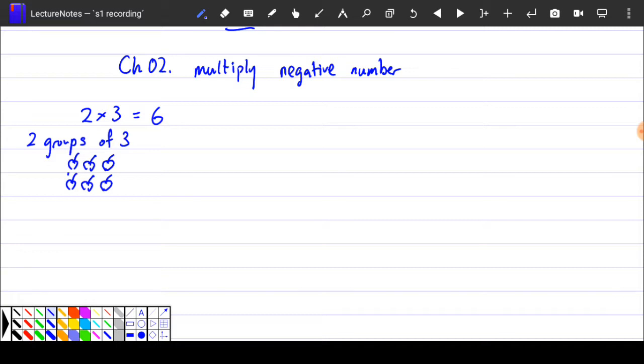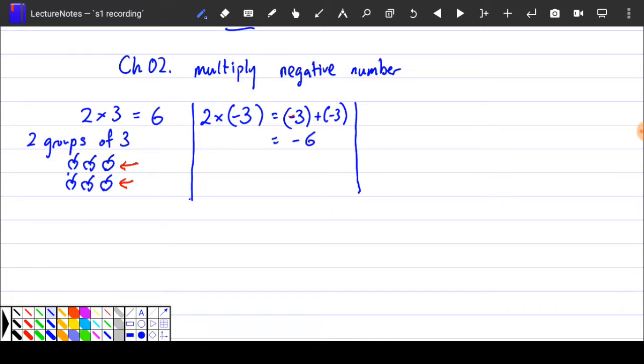So now what about 2 times negative 3? It can be understood by the same concept. I have negative 3 but 2 groups. So it's something like negative 3, negative 3, one group, plus another group of negative 3. So this is negative 6.